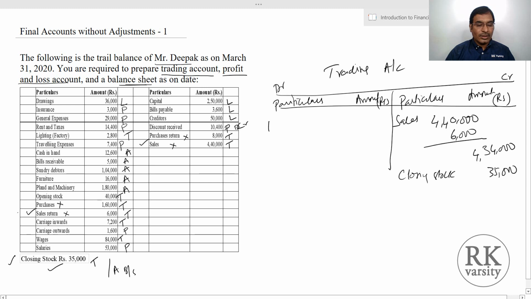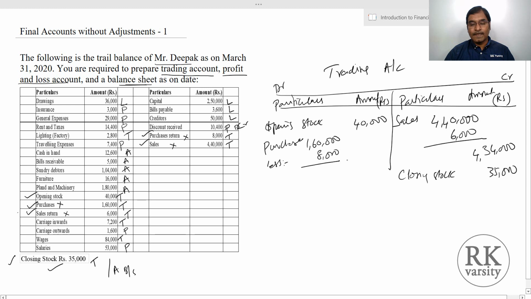First we pay attention to our purchases, 1,60,000, or we consider the opening stock if it is there. Yes, opening stock is there. So in a trading account, opening stock, this is 40,000. Then you have purchases, 1,60,000. Then we have purchase returns, 8,000. This also shows in the trading account. So your purchases, less returns of 8,000, gives you 1,52,000. Any other account in the trading account?